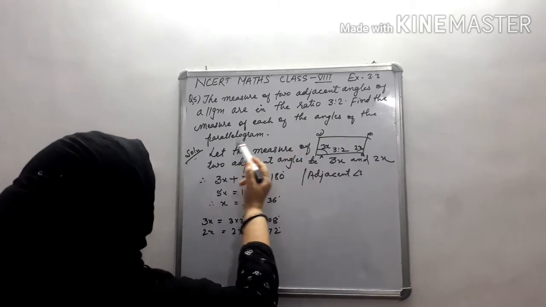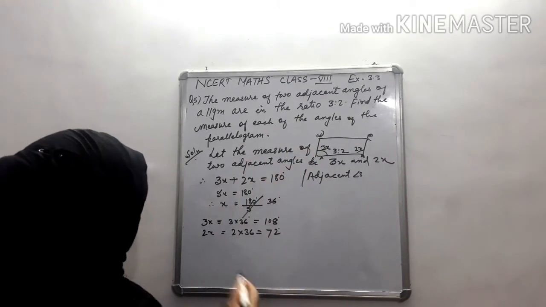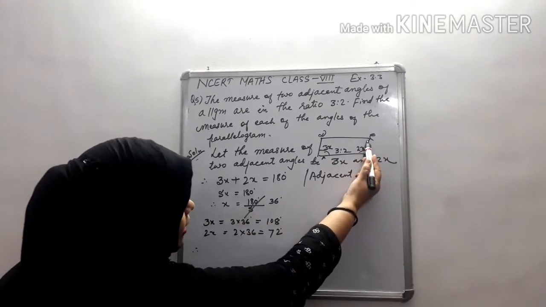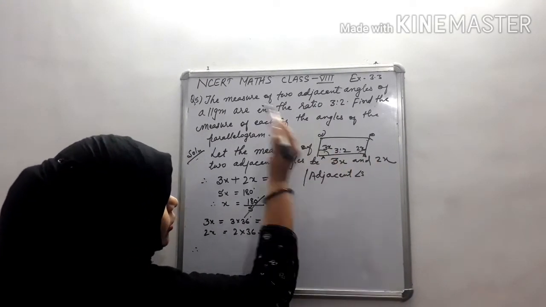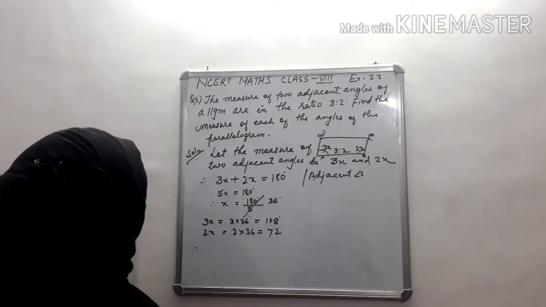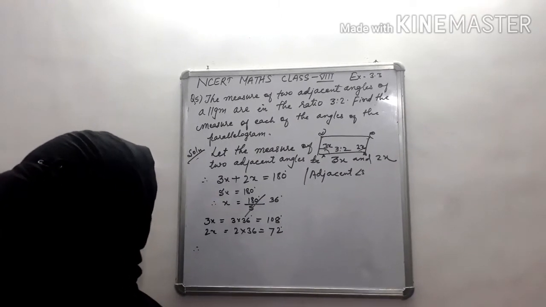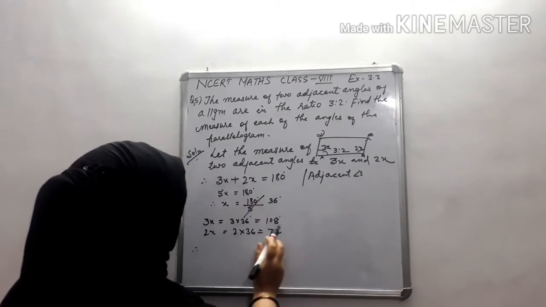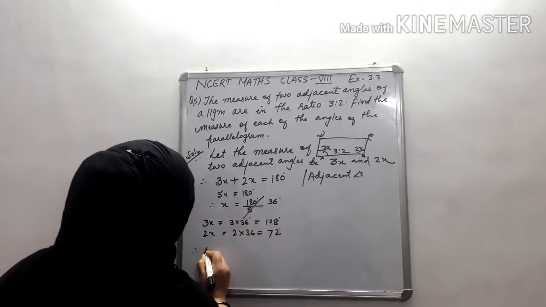Then he asks you to find the measure of each of the angles of the parallelogram. Okay? Therefore, if it is 3x, the opposite will also be 3x. If it is 2x, it will also be 2x. Okay? Therefore, each of the angles of the parallelogram is 108 degree and 72 degree.